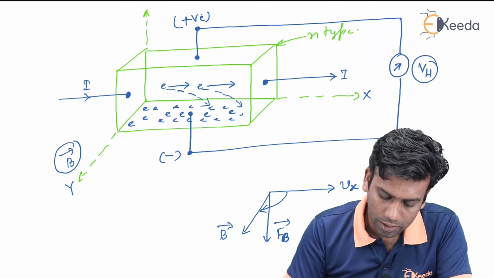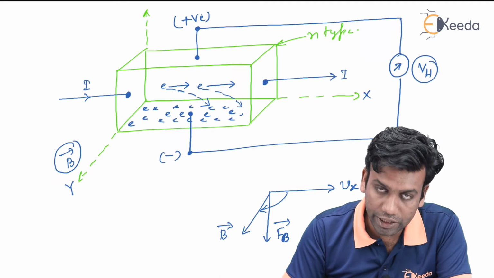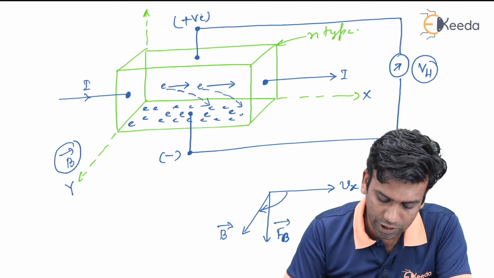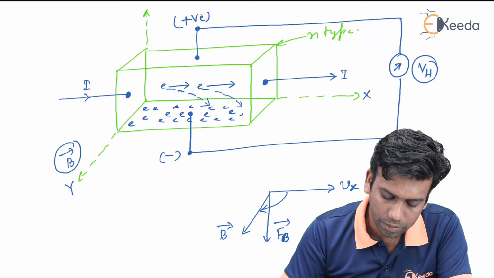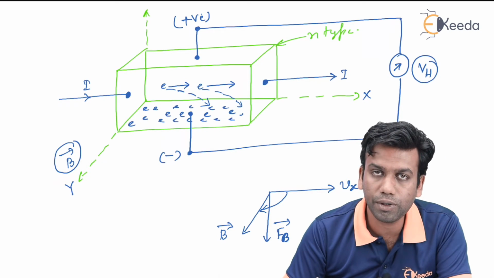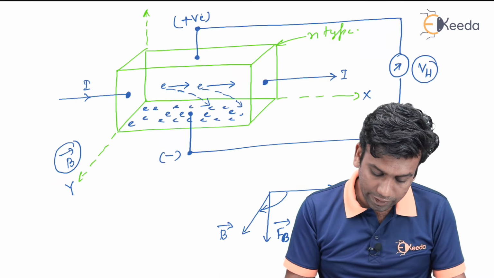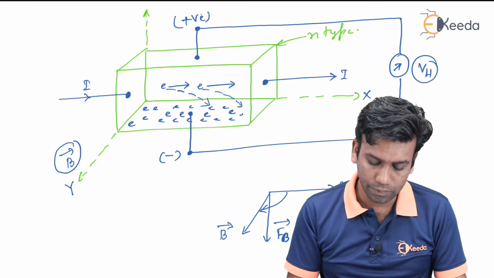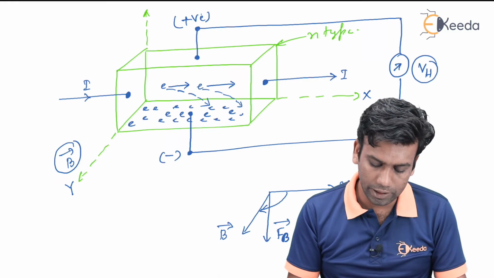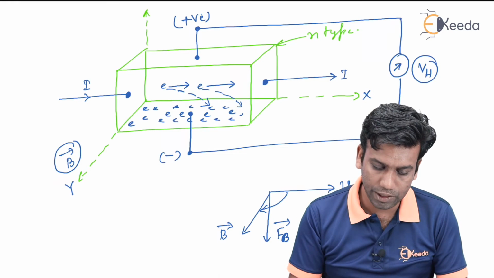But you can look, the direction of the Hall voltage has been changed. Here in the P type it was positive, now it has been negative. So, by seeing the polarity of the Hall voltage, we can recognize whether the semiconductor is N type or P type.